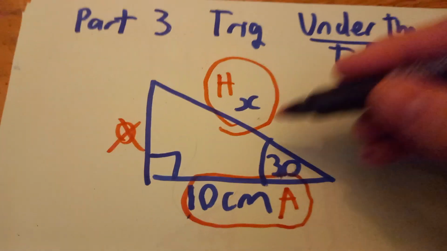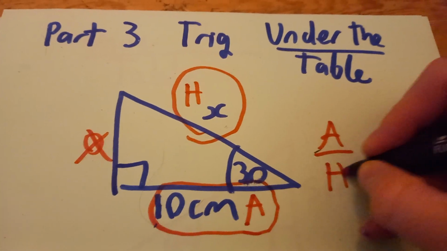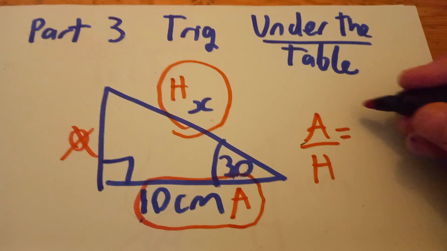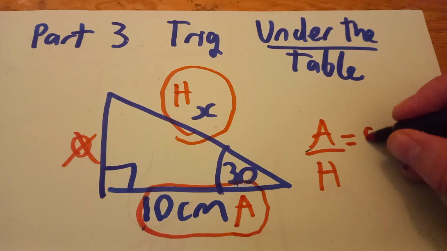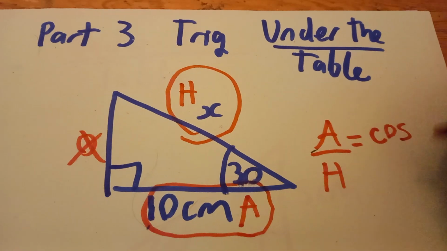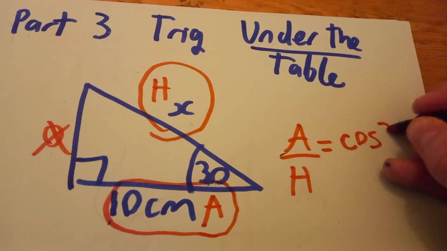Okay, so we can see here, hippo always under the table. A over H equals, we can only have one donut. We have to have one donut, so it's going to be cos. It can't be tan because hippos can't get tans. So that's 30.